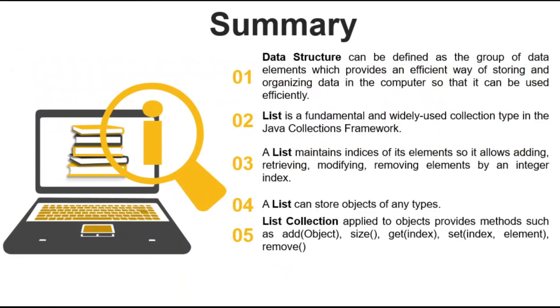In summary, we could say that a data structure can be defined as a group of data elements which provides an efficient way of storing and organizing data in the computer so that it can be used efficiently. List is a fundamental and widely used collection type in the Java collections framework. A list maintains indices of its elements, so it allows adding, retrieving, modifying, and removing elements by an integer index. A list can store objects of any type. List collection applied to objects provides methods such as add, size, get, set, and remove.